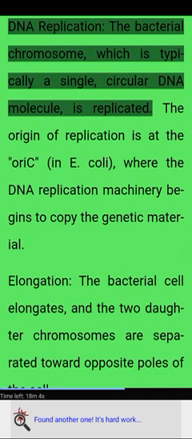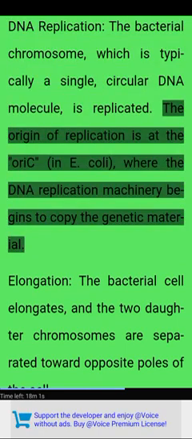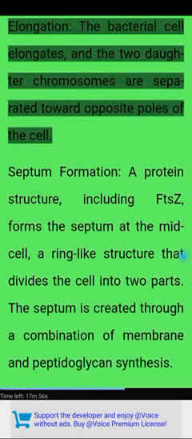DNA replication. The bacterial chromosome, which is typically a single, circular DNA molecule, is replicated. The origin of replication is at the oriC in E. coli, where the DNA replication machinery begins to copy the genetic material. Elongation. The bacterial cell elongates, and the two daughter chromosomes are separated toward opposite poles of the cell.